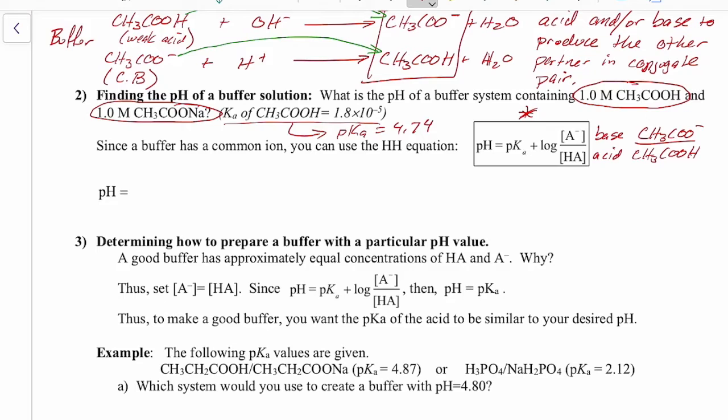You've got your pKa, 4.74, plus the log of the ratio of base to acid. But in this case, we've got 1.0 molar and 1.0 molar, so our ratio is 1 to 1. You take the log of 1, and you get 0, so this part drops out. So if the ratio of your acid and your base are the same, then the pH is going to be equal to your pKa, right?